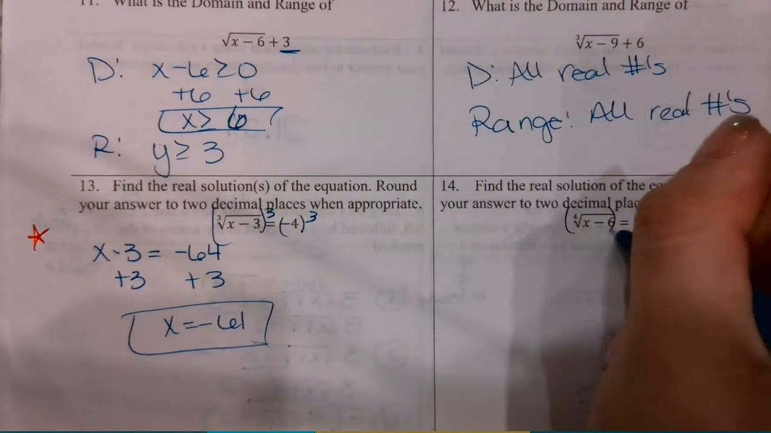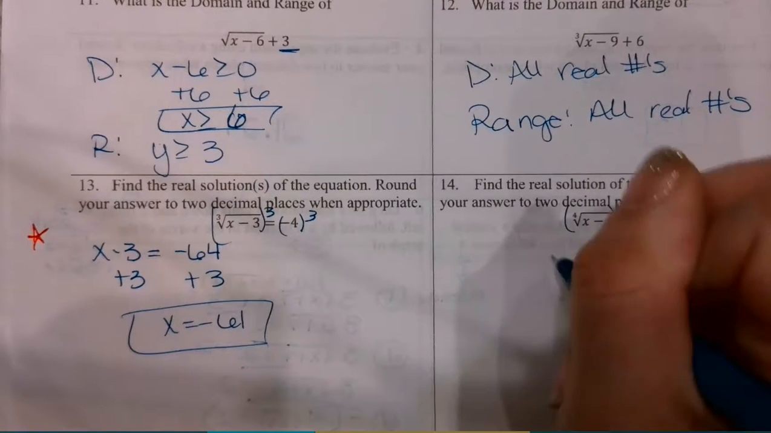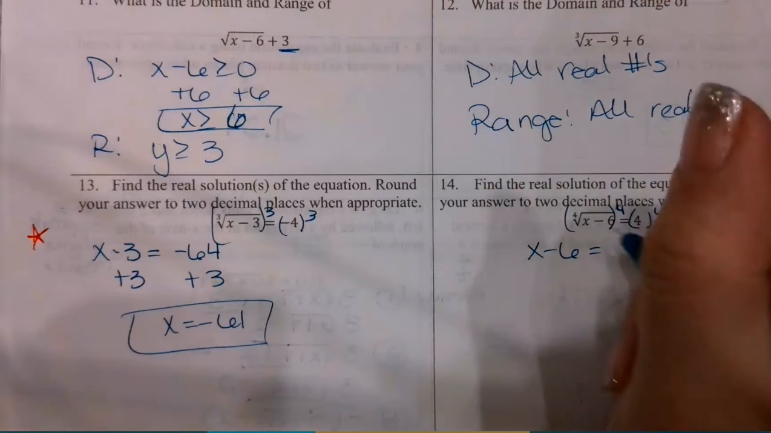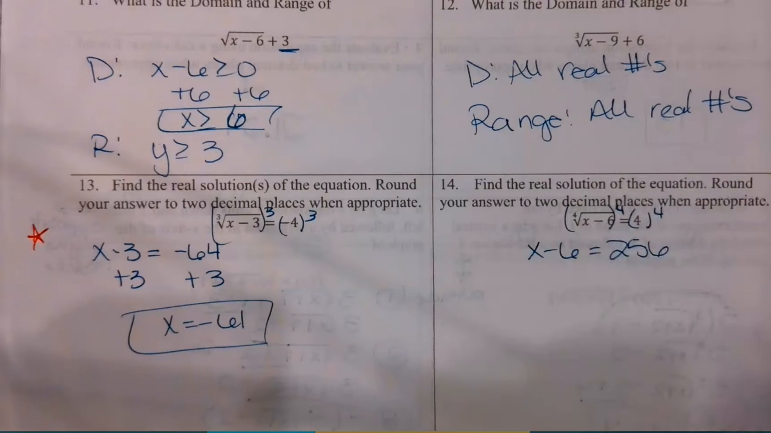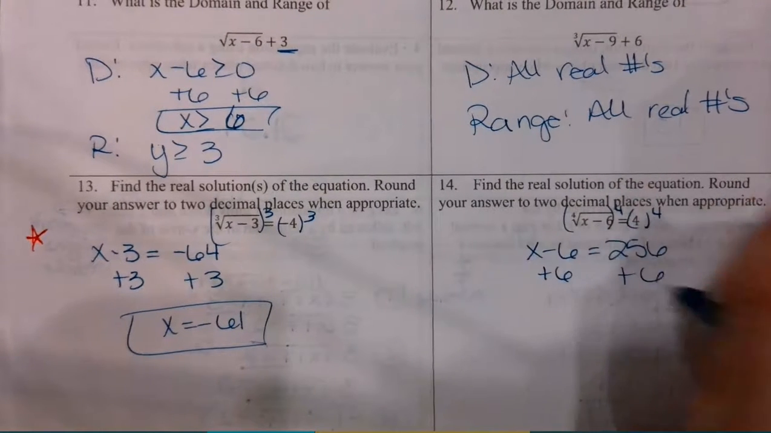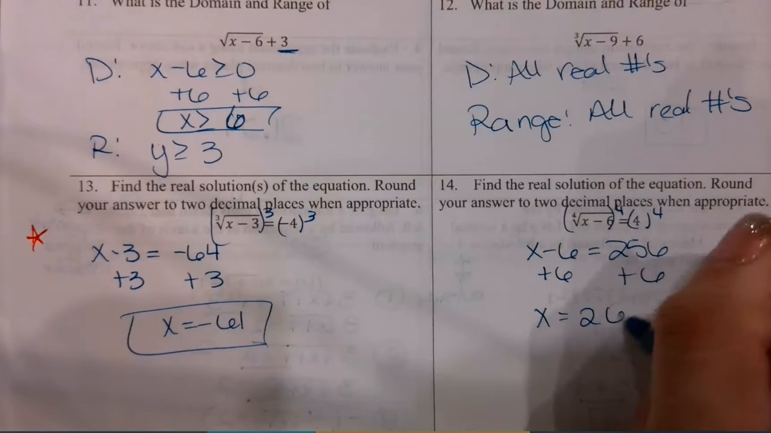Number 14, I raise them both to the 4th power. I get x minus 6 on the left. 4 to the 4th is 256. If I forgot, remember I could type this into the calculator. To get x alone, I want to add 6 to both sides. And I get x equals 262.